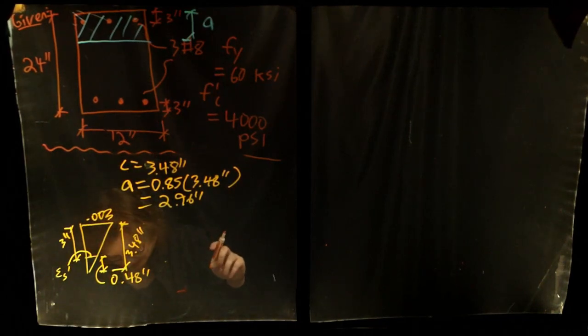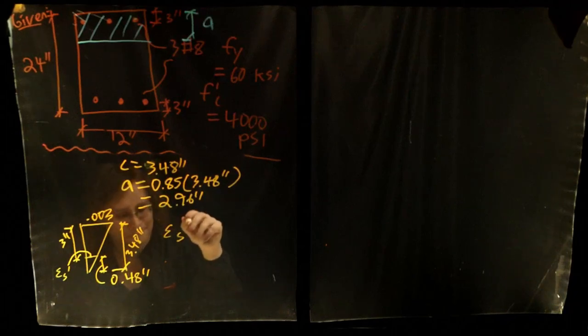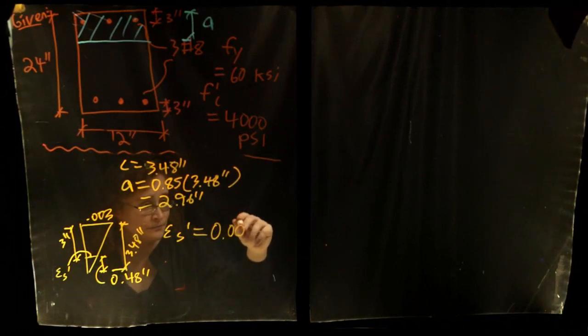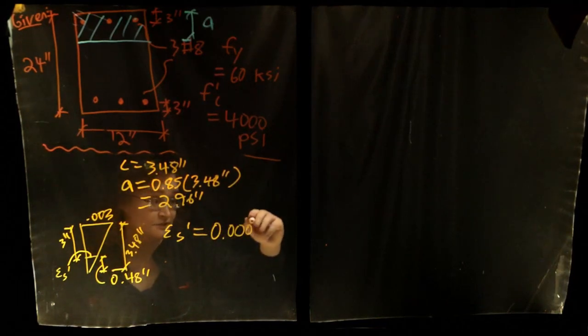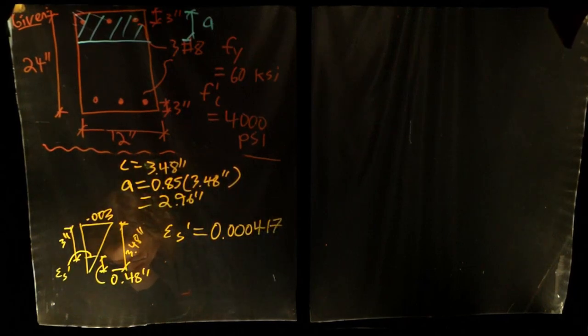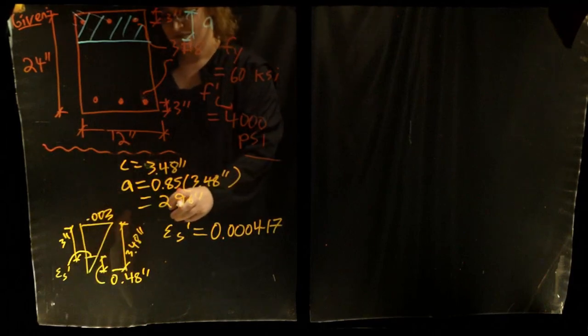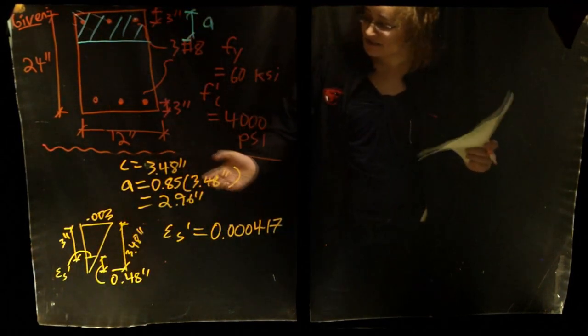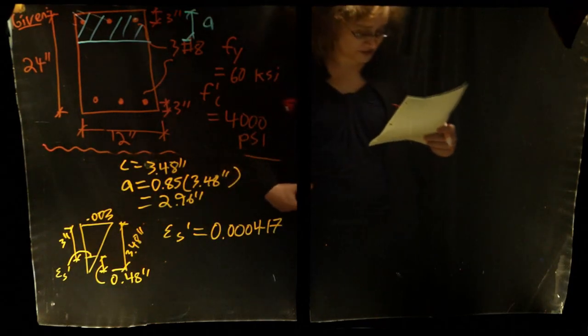So if I set up similar triangles, I get that epsilon S prime is going to be equal to 0.000, so very small strain, 0.000417. And that is, again, the strain in our compression reinforcement, and we use the prime to indicate that. Epsilon S would just be the strain in tension reinforcement.